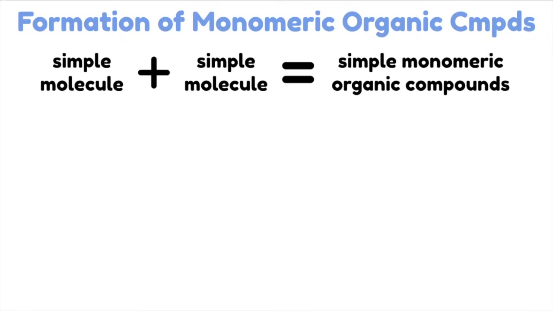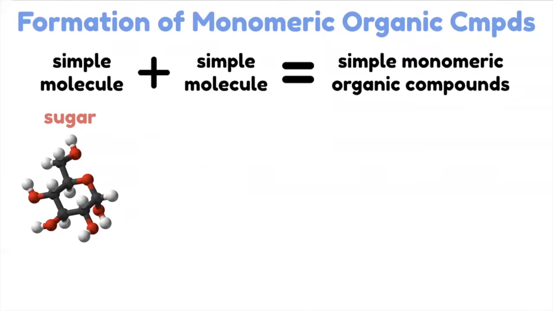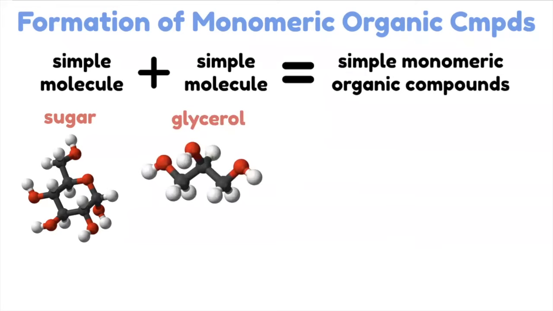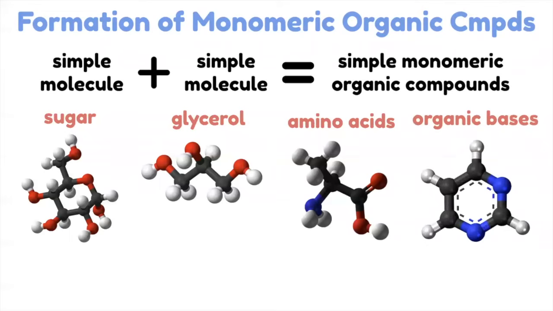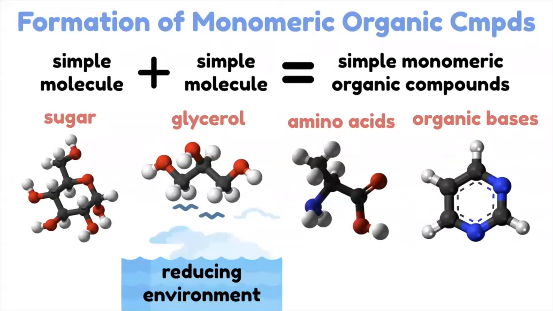So these molecules were sugar, this one is called glucose, glycerol, amino acids, and organic bases. This one is called the pyrimidine. The reactions between the inorganic molecules to give simple organic molecules occur in a reducing environment inside the ocean. The inorganic molecules were condensed in the form of rain, hence both inorganic compounds and simple organic compounds were present in the primordial ocean.